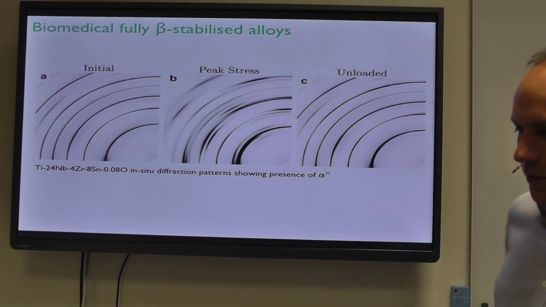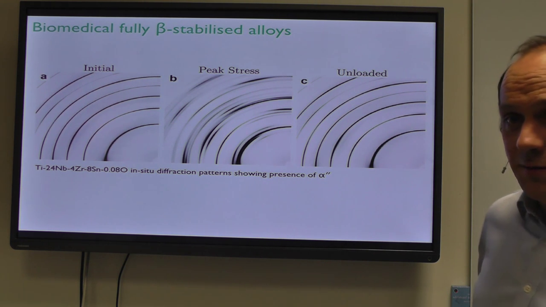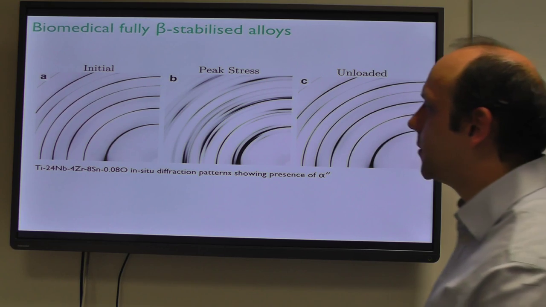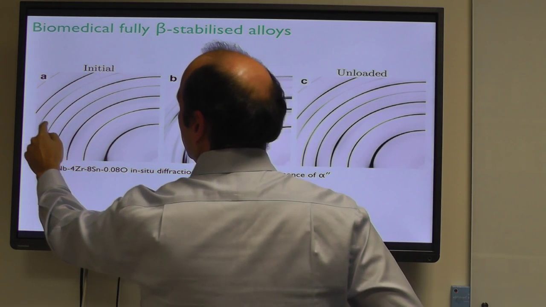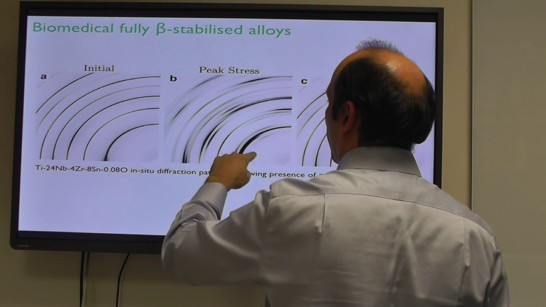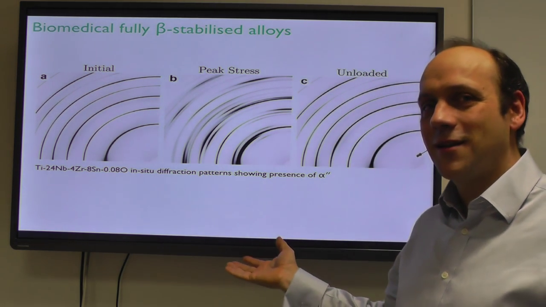Actually, a few years ago, that was very controversial, that this is a stress-induced martensite. They were showing superelasticity like NiTi. So here's Ti-24Nb-4Zr-8Sn. This is synchrotron diffraction. We're seeing our BCC diffraction rings. And when we load the material up and look at the diffraction rings, we see a whole load of additional peaks. And that can only be because there's a new phase.